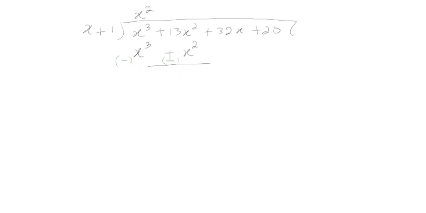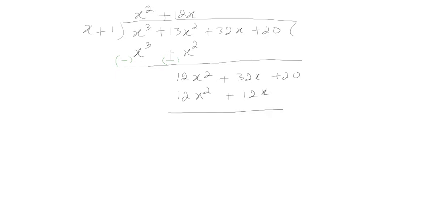So here we have 12x square plus 32x plus 20, right? Then this x has to be made equal to 12x square, so it is plus 12x. So I'll get 12x square and plus 12x. Sign change. I will change the sign, minus and again minus. So this will get cancelled.